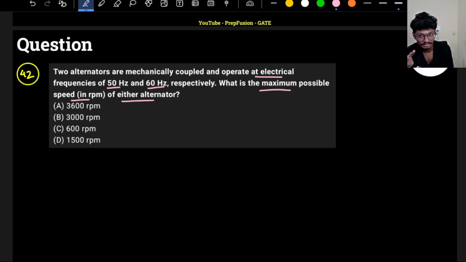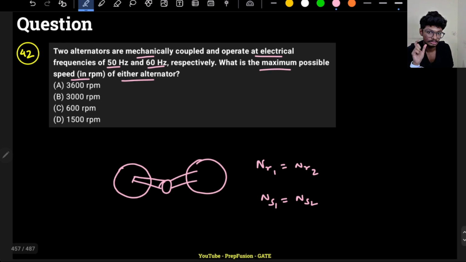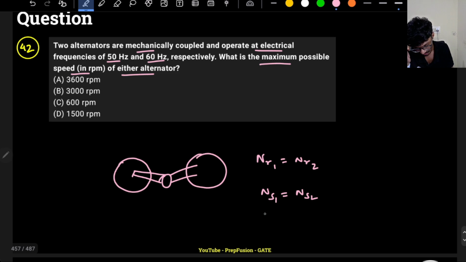So the two alternators are mechanically coupled. Basically, if I have an alternator here, they are mechanically coupled, meaning their shafts are rotating together. That means their speed will be the same. Their speeds Nr1 will equal Nr2, that is Ns1 will equal Ns2, because in synchronous machines the synchronous speed equals the rotor speed. So what is Ns1? Ns1 is 120 f1 divided by p1, which equals 120 f2 divided by p2.